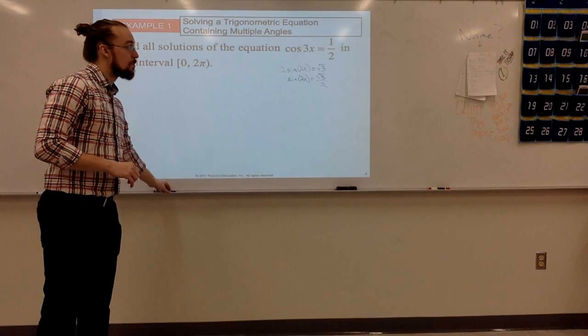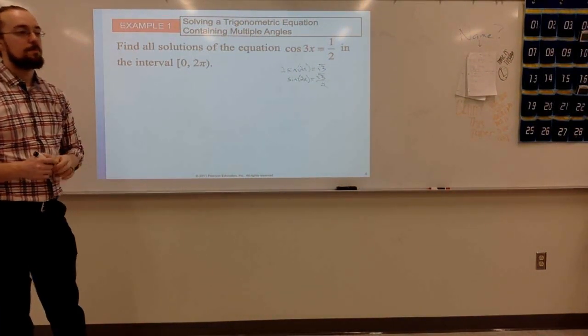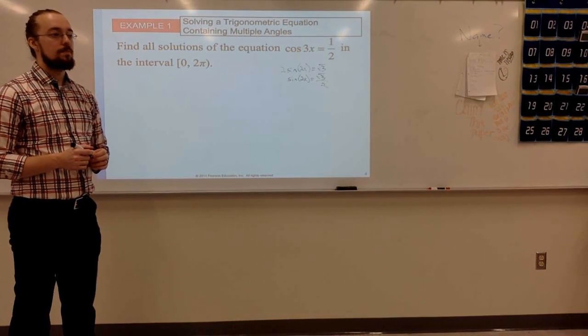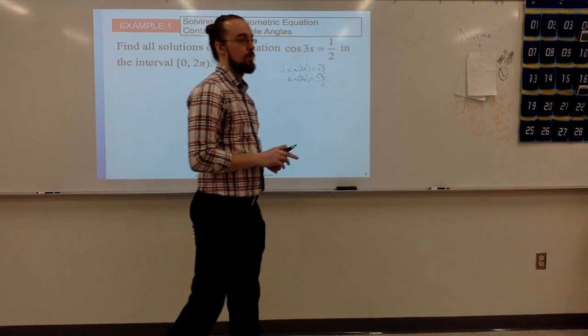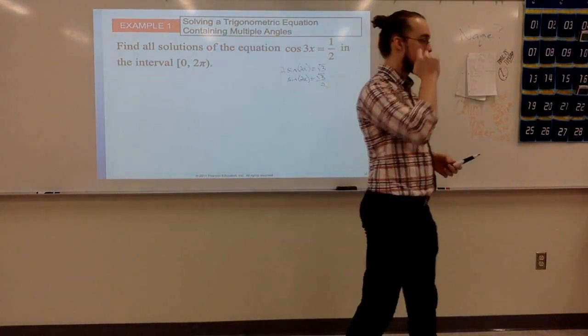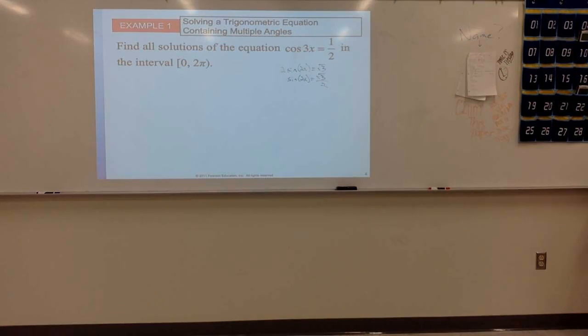But you said 2 pi, right? Yeah, in between 0 and 2 pi. You don't do that. So like a fraction divided by 3, then you just multiply it by 1/3, right? Yeah, dividing by 3 is multiplying by 1/3. So it's really just going to be 2 pi over 9.